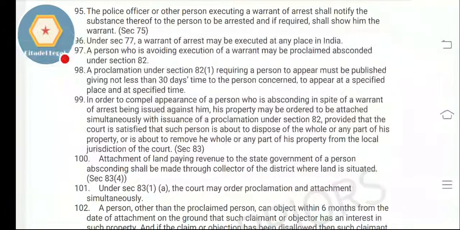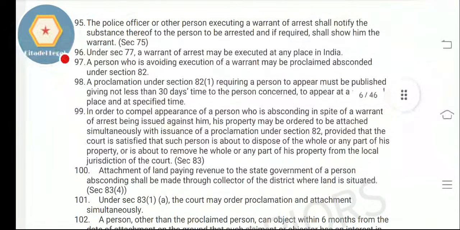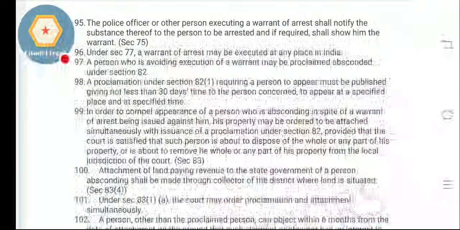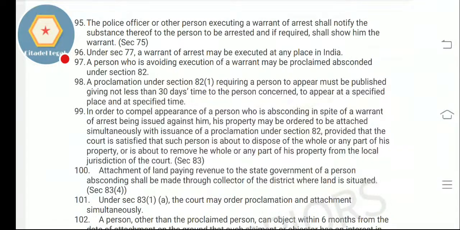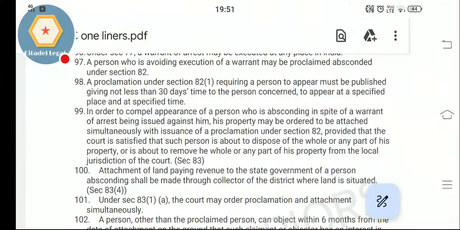Now coming to this video's last point, number 100, that attachment of land paying revenue to the state government of a person absconding shall be made through the collector of the district where the land is situated. That has been mentioned in section 83 clause 4. So attachment of land paying revenue to the state government of a person absconding shall be made through the collector of the district where the land is situated. Okay, 83 clause 4.